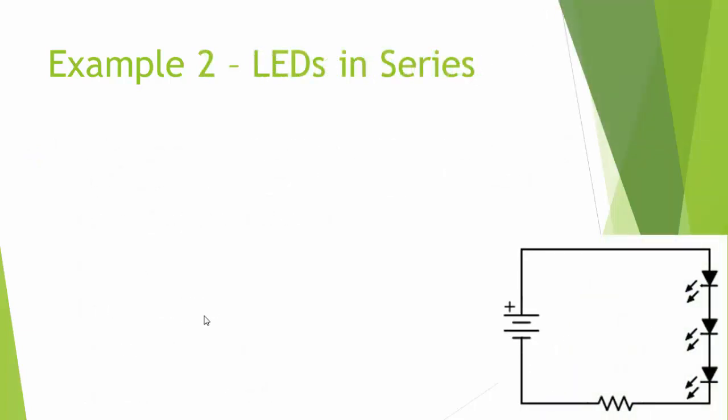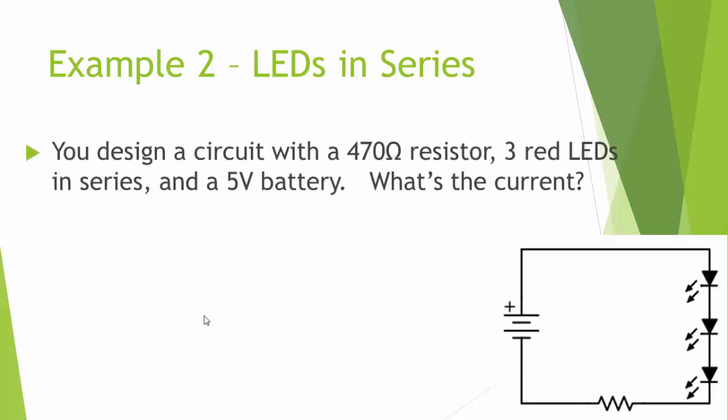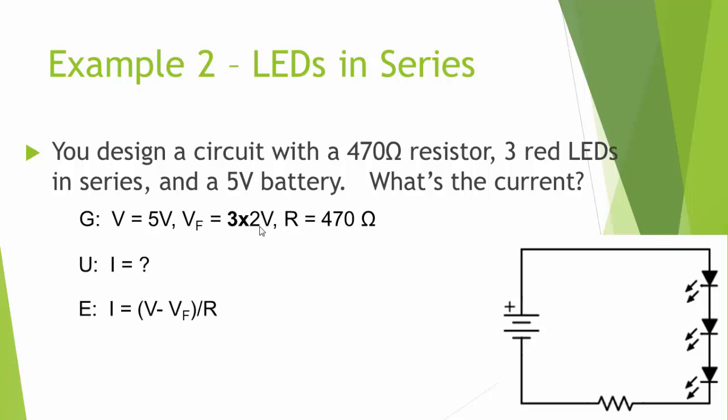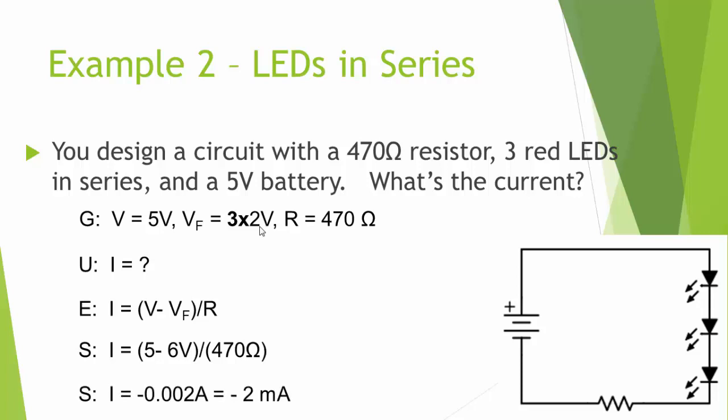What about when we put the LEDs in series? Well, when we put them in series, we need to actually add the forward voltage drops for these components. So with 3 red LEDs in series, we see a forward voltage of 3 times 2 volts, or 6 volts. The rest of the calculation is the same. We substitute in 5 volts applied minus 6 volts divided by 470 ohms, which gives us negative 0.02 amps, or negative 2 milliamps.